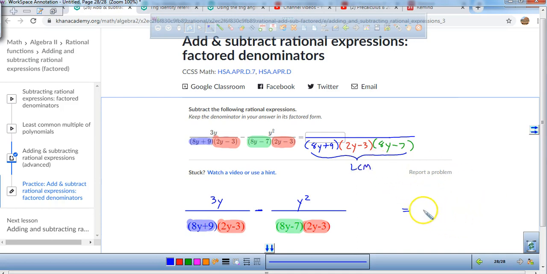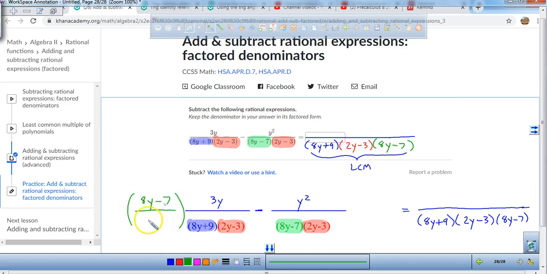So I'm going to go ahead and just put that right over here. I'm going to rewrite it. 8y plus 9. And I'm just going to keep it all the same color. Save some time. Alright, so there's our least common multiple. Now we just have to look at this denominator and ask ourselves, what does this need that it does not have? It has the 8y plus 9, it has the 2y minus 3, but it needs the 8y minus 7. So what I have to do is create a little fraction. And basically, all I'm doing is I'm making it have the same denominator.